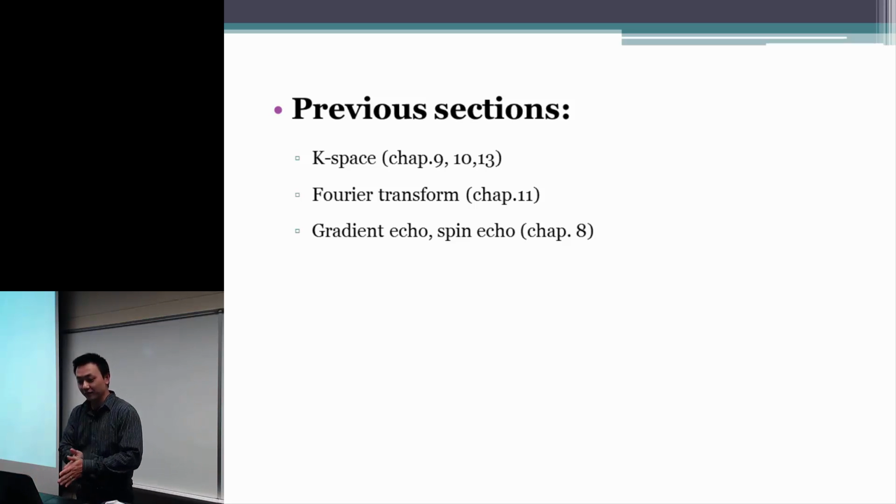All right, so as usual, for the previous sections that are related to today's topic, the first one is, of course, the concept of K-space. You can find them in chapters 9, 10, and some in 13. And of course, the Fourier transform theorem is very important, so you can review it in chapter 11. Also, the sequence we are going to talk about today is mainly the gradient echo sequence, but of course the same principle will apply to the spin echo. So you can review chapter 8 or some of those previous chapters that have the gradient echo and spin echo discussions.